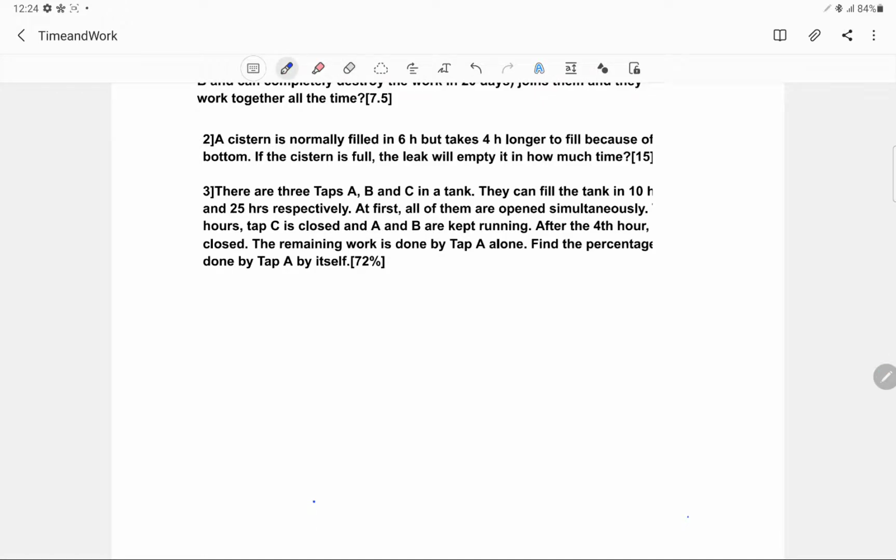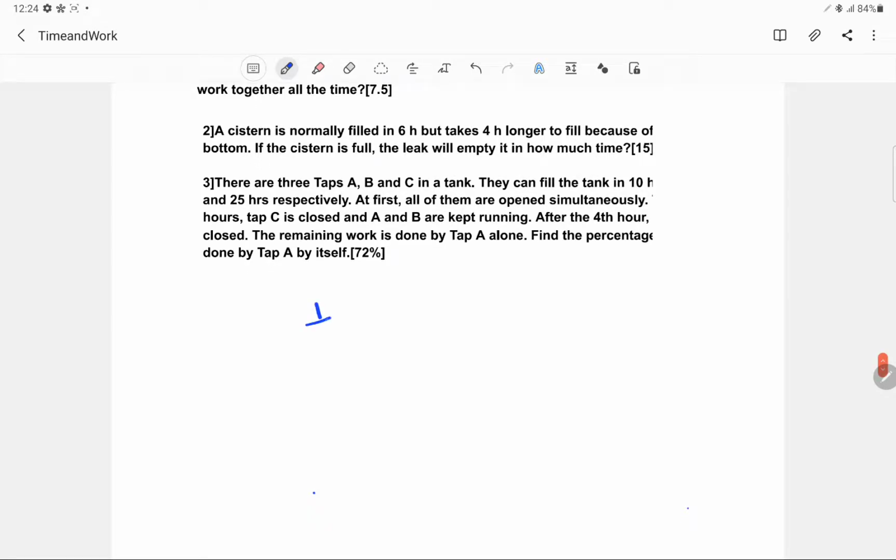A cistern is normally filled in 6 hours, but takes 4 hours longer to fill because of the bottom. Just try and see this. If only the tap is turned on, they will fill it in 10 hours. So their 1 hour work would be 1 by 10. Because of some leak, it takes 4 hours longer to fill. Suppose this leak is emptying it. The per hour work of the leak always has to be less as compared to what is filling in.